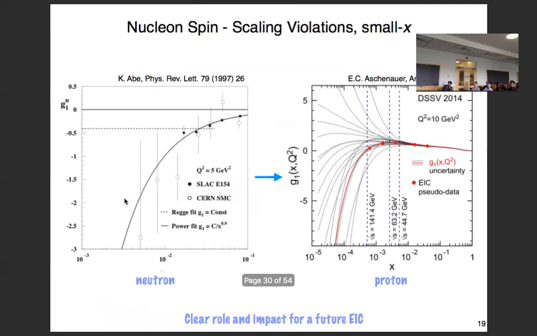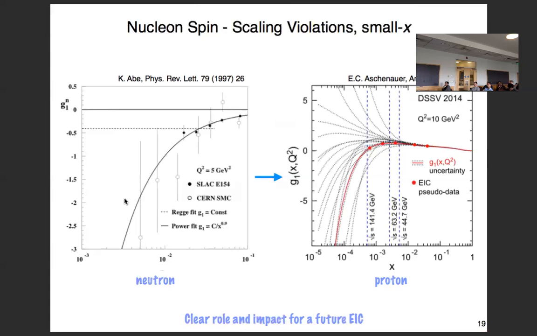That's illustrated over here. What you see on the right-hand side is the repetition of the same figure. The neutron figure is on the left, and on the right-hand side is a proton figure for EIC with pseudo data. What you see in these dashed curves is the freedom allowed by current modern parton distributions, and then the pseudo data show how far you would extend for different values of the energy. This comes from the recent article on assessing the energy dependence of key measurements that most of us may know.